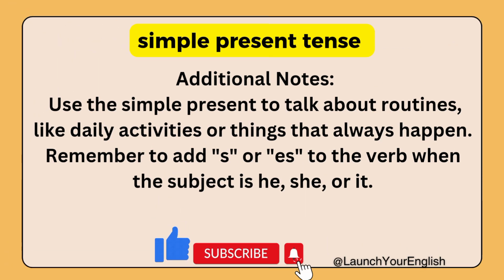Additional notes. Use the simple present to talk about routines like daily activities or things that always happen. Remember to add s or es to the verb when the subject is he, she, or it.